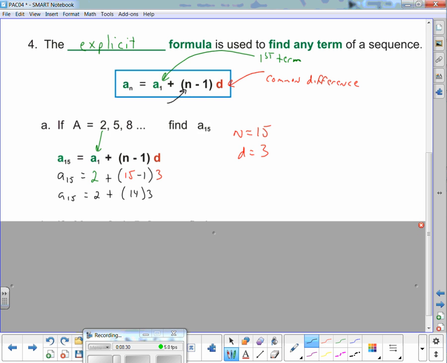So what would be the next step? Chloe? Okay, and can anybody multiply the 14 by a 3? What do you get when you multiply 14 times 3? Emily? 42 is correct. If you can't do that in your head, do it off to the side.